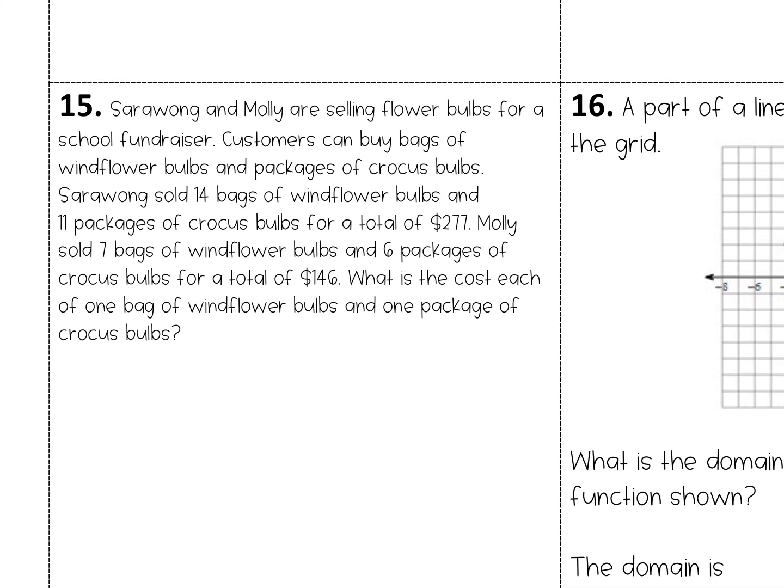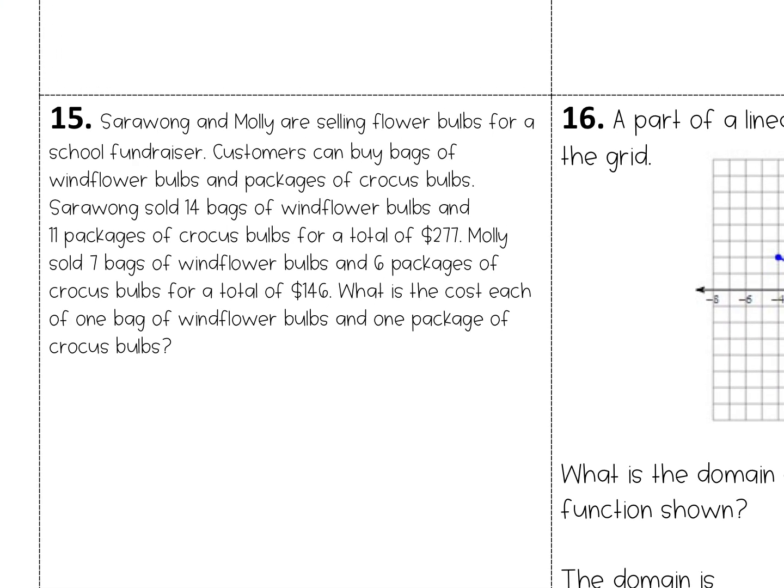Okay, so let's do number 15. We're just going to read it carefully. Sarah Wong and Molly are selling flower bulbs for a school fundraiser. Customers can buy bags of wildflower bulbs and packages of crocus bulbs. Sarah Wong sold 14 bags of wildflower bulbs and 11 packages of crocus bulbs for a total of $277. Molly sold 7 bags of wildflower bulbs and 6 packages of crocus bulbs for a total of $146. What is the cost of each of 1 bag of wildflower bulbs and 1 package of crocus bulbs?